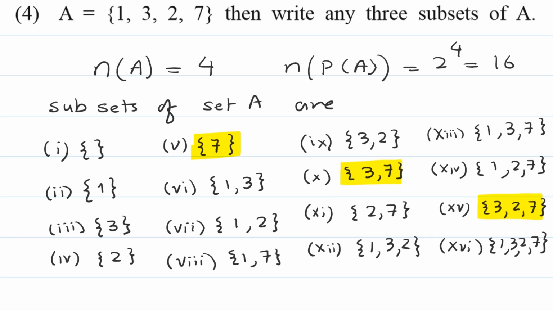So remember, if cardinality of given set is n, then cardinality of its power set is 2 raised to n. Here value of n is 4, so 2 raised to 4 is 16. There are 16 subsets to set A.